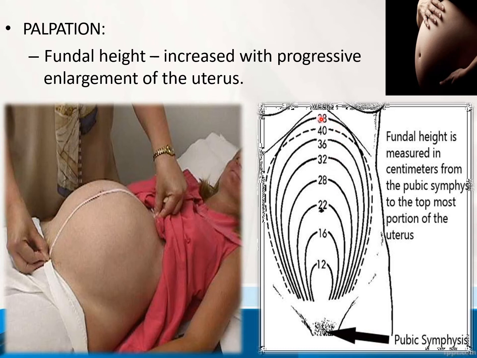By the 38th week it will reach up to the level of the xiphoid process of the sternum, and by the 40th week, you can see this dotted line, it will come down. At the 38th week it will be up to the level of the xiphoid process of the sternum, but by the 40th week it will come down. Why? By the 40th week, near the time of delivery, the fetal head will enter into the pelvis. So when the baby is coming down, naturally the height of the fundus also will decrease. So that's all about the height of the fundus.